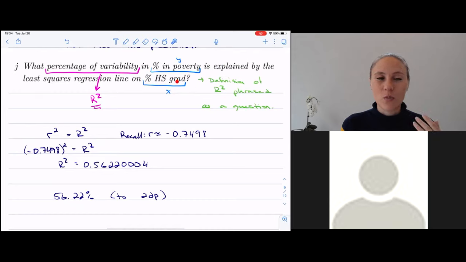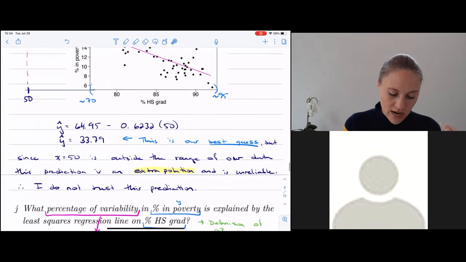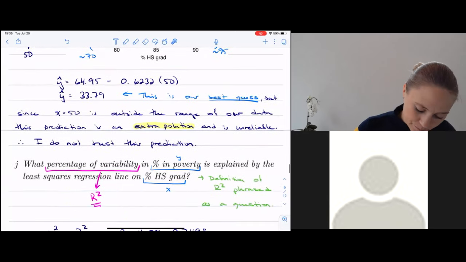Well, then we would need to take the square root of this value, this 0.5622, and we would need to look at this graph to see, okay, we've got a negative relationship, so our correlation would need to be negative, right? And so that's another way that these can unfold. And there are a couple of questions in the practice problems that let you practice that. So just something to keep an eye out for.